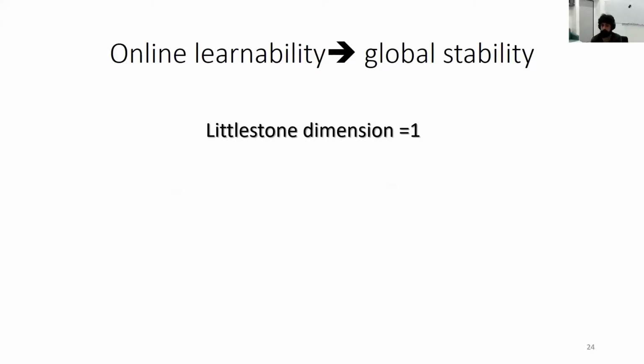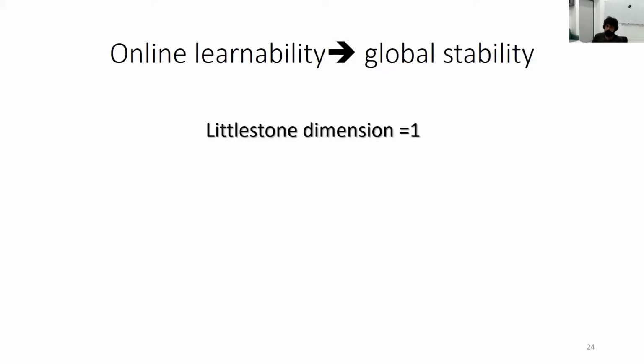Next we set out to prove that online learnability implies global stability, and we're going to use a mistake bound. What I want to do here is to prove the case where the Littlestone dimension is 1 or 2, namely the mistake bound is 1 or 2, and I want to show that it implies global stability. These two cases contain the main ingredients of the proof.